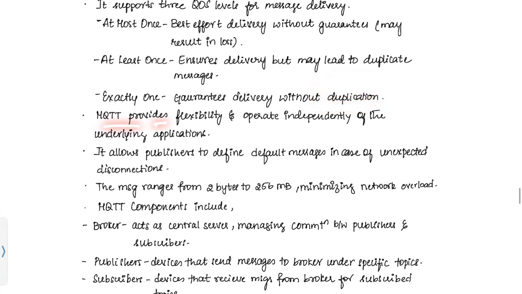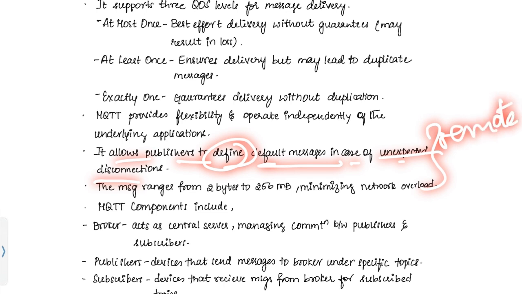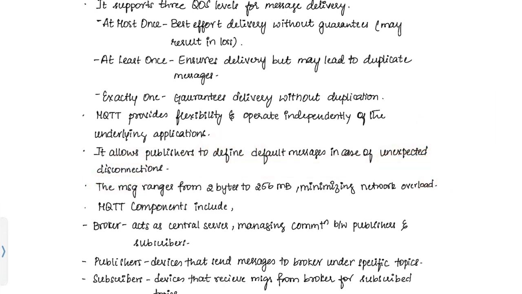Then we have MQTT provides flexibility and operates independently of the underlying applications. So this again speaks of the application independence. Then it allows publishers to define default messages in case of unexpected disconnections. That is what we've spoken about the remote applications, right? In that case where the network is not stable enough, in such conditions, the default messages could be prepared and they could be sent or defined in case of unexpected disconnections. So the message ranges from 2 bytes to 256 MB, thereby minimizing the network overload.